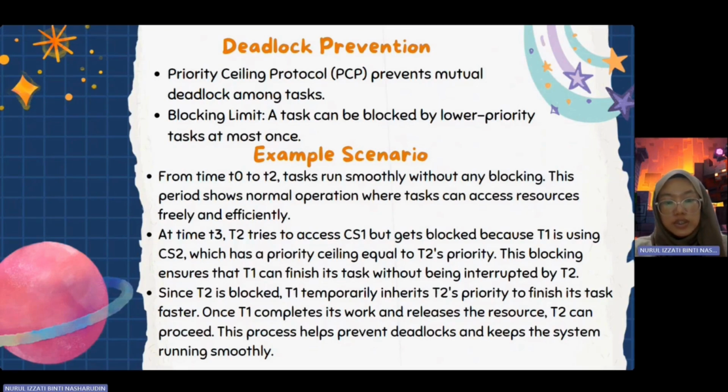This blocking ensures that T1 can finish its task without being interrupted by T2. Since T2 is blocked, T1 temporarily inherits T2's priority to finish its task faster. Once T1 completes its work and releases the resource, T2 can proceed. This process helps prevent deadlocks and keeps the system running smoothly.